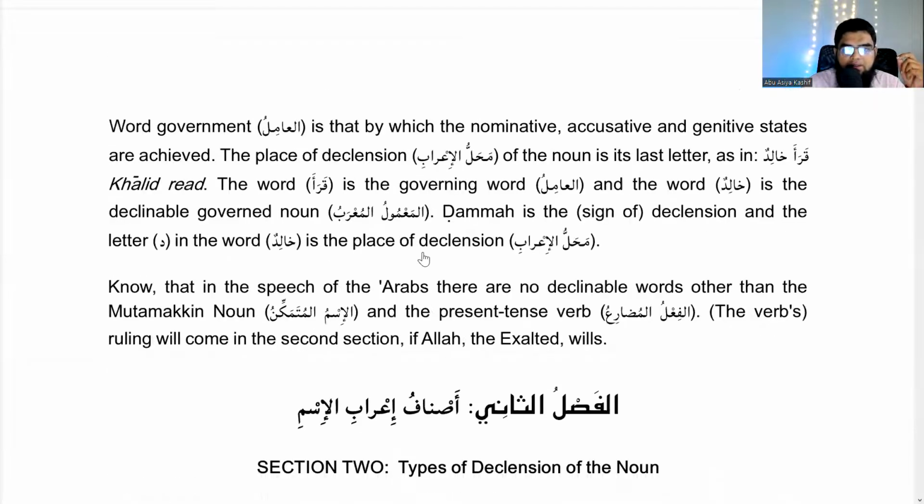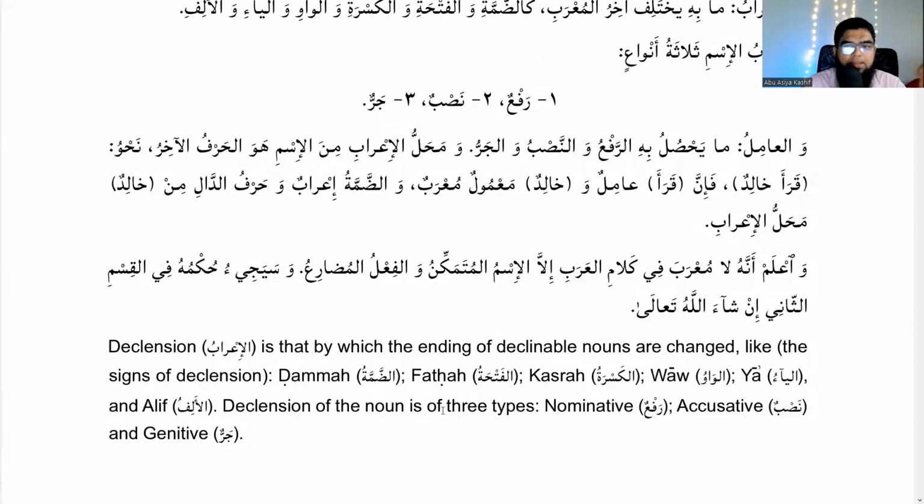So he says, the word qara is the governing word, the amil. Khalidun is the declinable governed noun, the ma'mul. This is mu'rab, and the governed noun is ma'mul. Dhamma is a sign of declension, you can see the dhamma, right? And the dal is the place of declension. All this is simple, right? Inshallah, if you can understand, what is amil and ma'mul? And in Khalidun, you can see the dhamma.